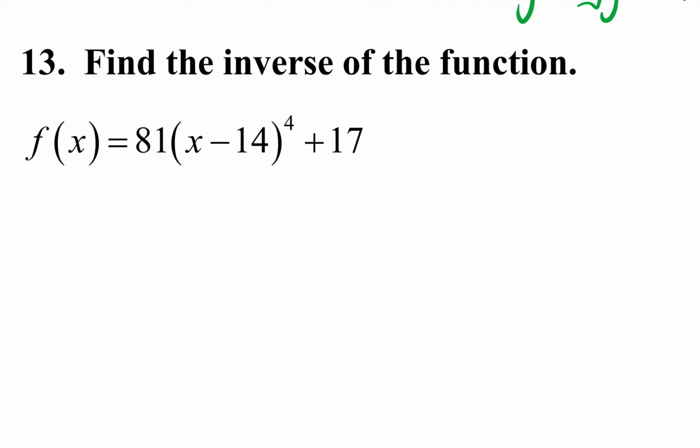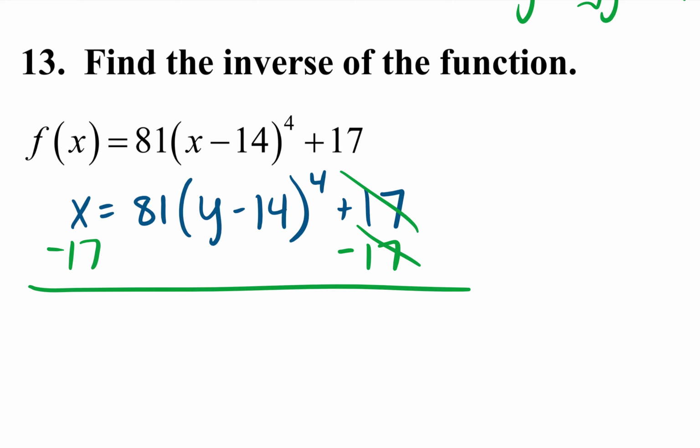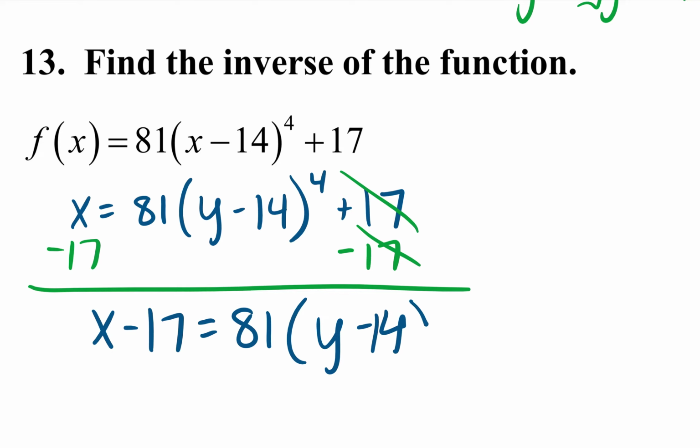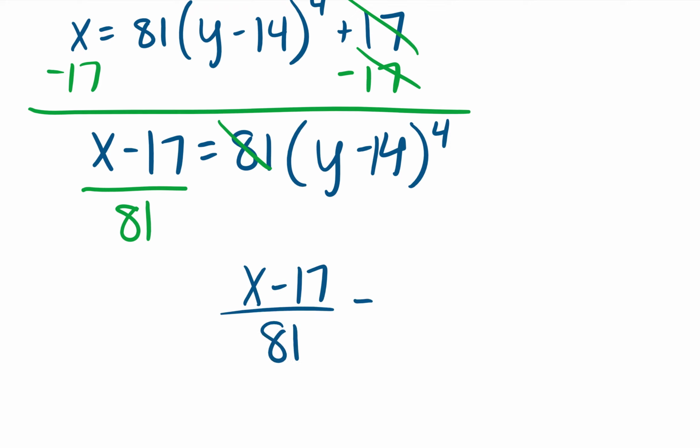Alright, inverse. Remember, the first thing you do is you write x equals, and then instead of x over here, you put y. And now I want to solve for y. So just like the one we did on 11, first thing I want to do is move this 17 because I don't want it here. Gotta get rid of that. So it just stays x minus 17 because I can't do anything else. Now I don't want that 81, so I divide. Okay, so I have x minus 17 over 81 equals y minus 14.